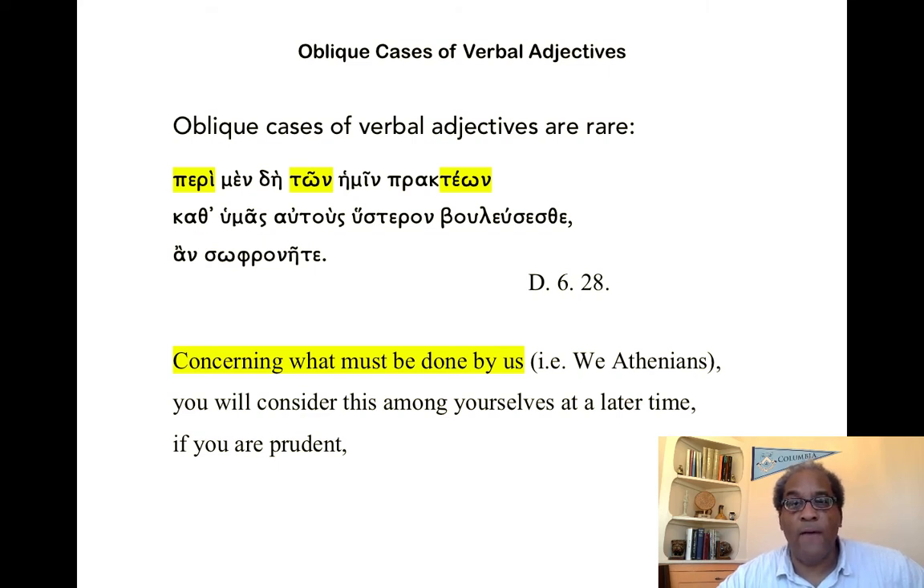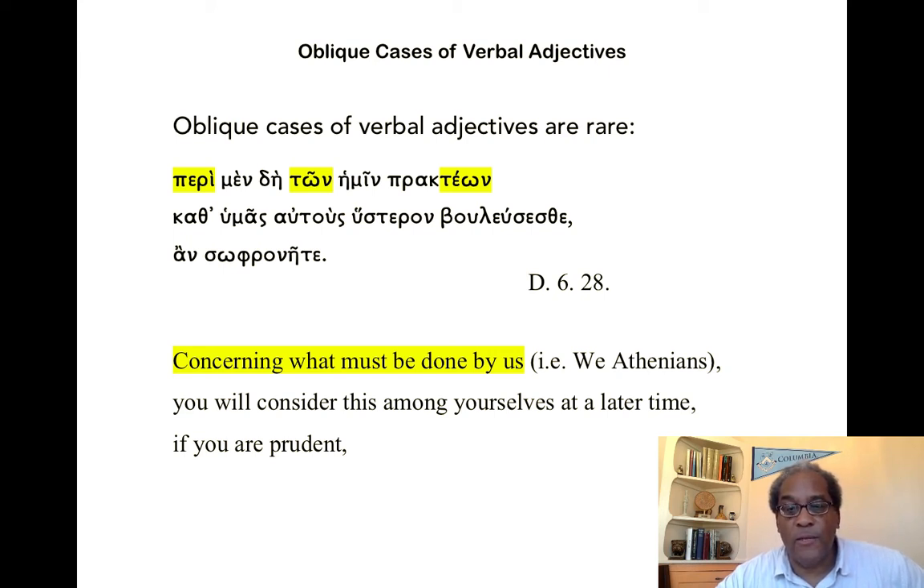Now, you have rarely the oblique cases of the verbal adjectives. And what I mean by that is usually your verbal adjective will be in the nominative, but rarely will it be in the genitive or the dative. But here you have an example from Demosthenes, concerning what must be done. Peri men dein ton hemen prakteon. And so the preposition peri needs to be followed by the genitive, and he makes the object of the preposition this verbal ton hemen prakteon, concerning what must be done by us.